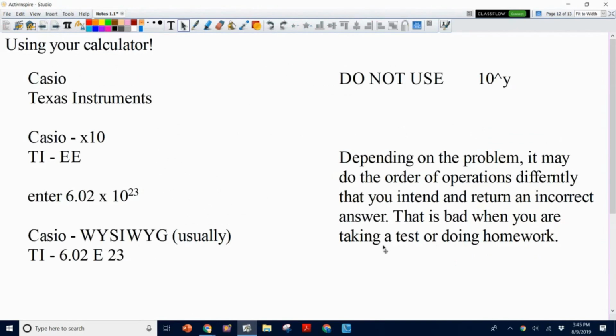This next slide here is about calculator use, and we're going to talk about this in class. We're going to talk about how to enter these numbers into your calculator using your Casio or your Texas Instruments calculator. So what you need to do is make sure that you bring your calculator to class tomorrow, because we are going to be talking about this, and you need to know how to use your calculator.